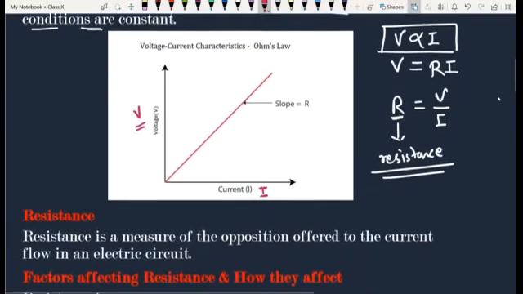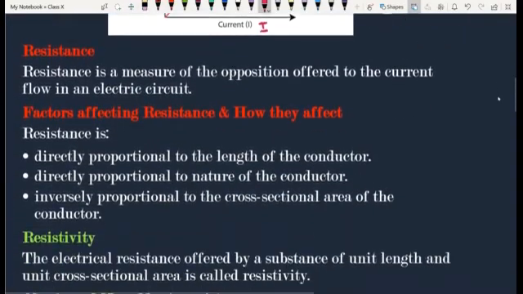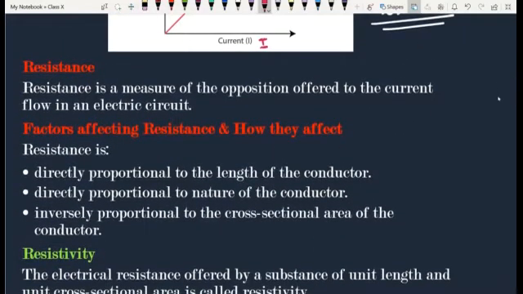Now, what is resistance? Resistance is a measure of the opposition offered to the current flow in an electric circuit. So, what happens when current flows through a conductor? The electrons flowing through this conductor are opposed by the material of this conductor. That opposition is called resistance.